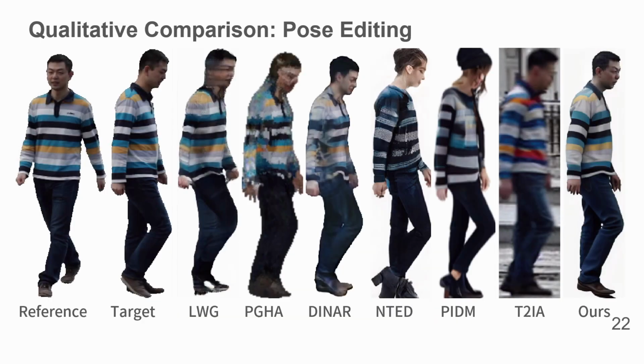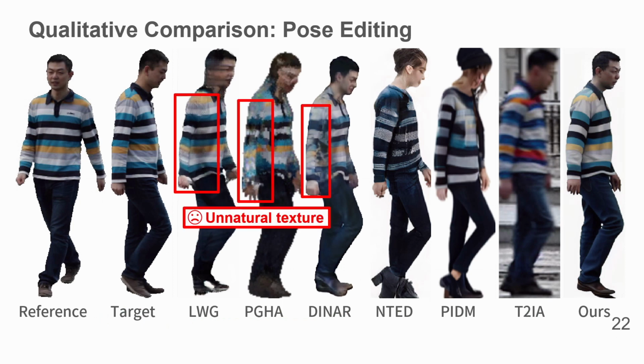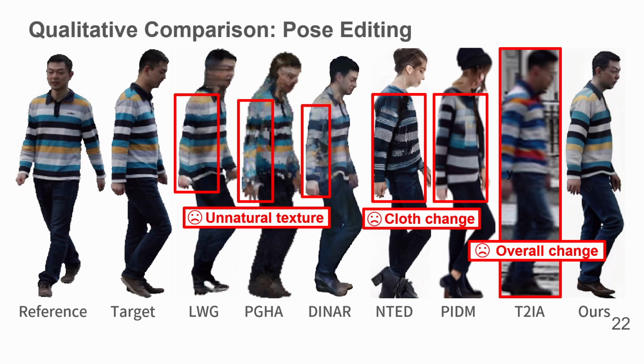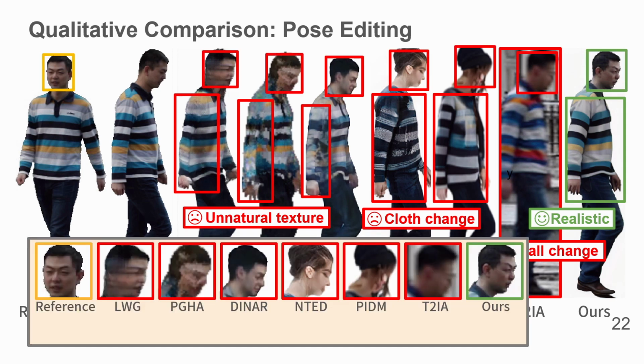Next, we discuss the qualitative comparisons. In this figure, we edit the pose of the far left image using each method. The existing methods yield unnatural textures on the side of the body and change clothing significantly. In contrast, our method shows realistic results. Furthermore, focusing on the face, we observe that the existing methods fail to generate convincing profile views while our method successfully generates plausible profile views.